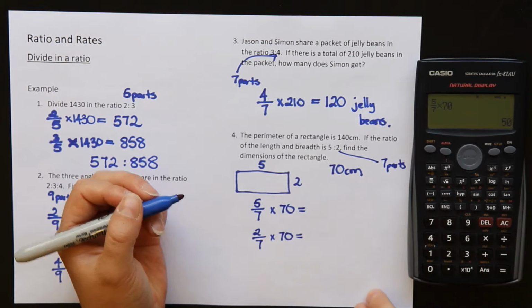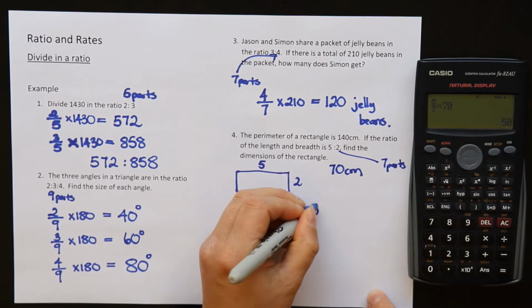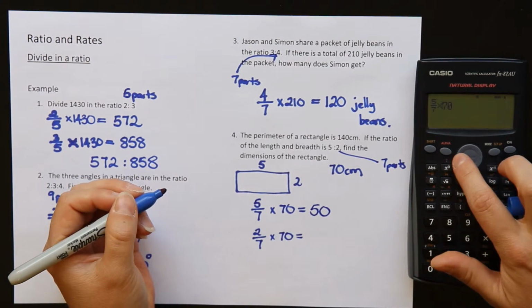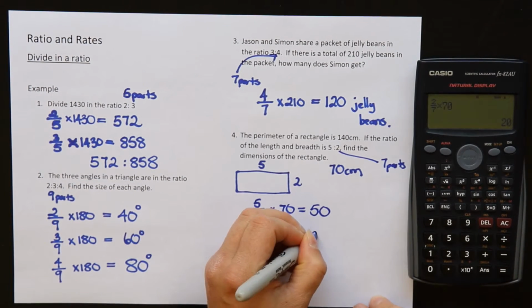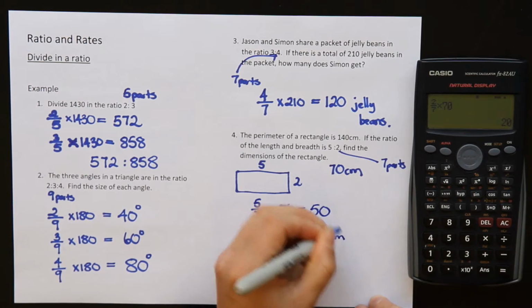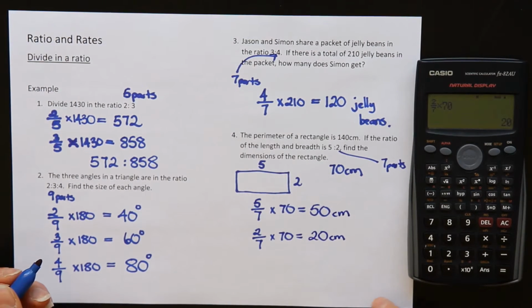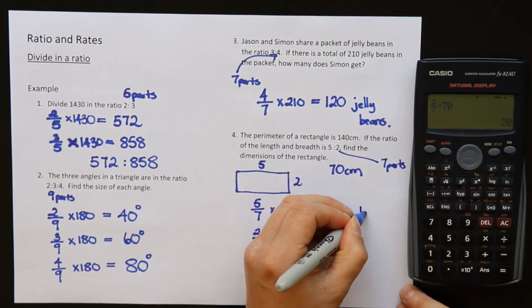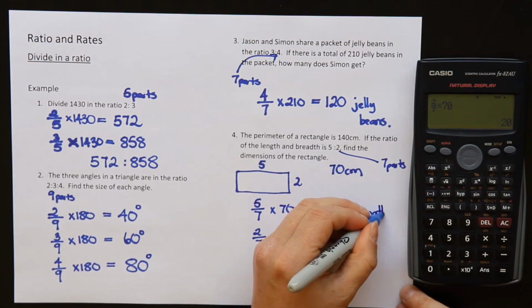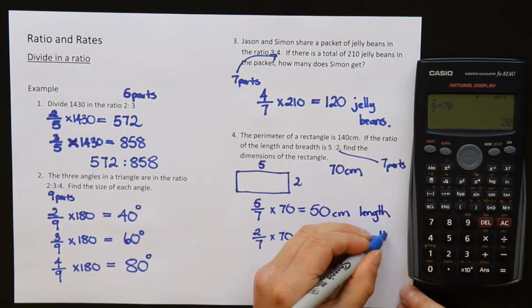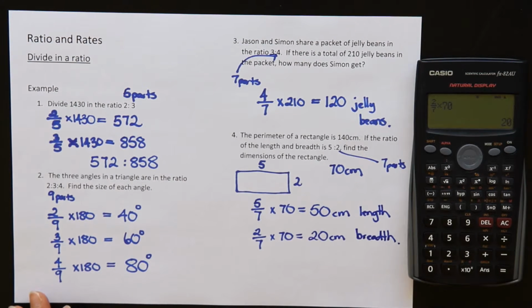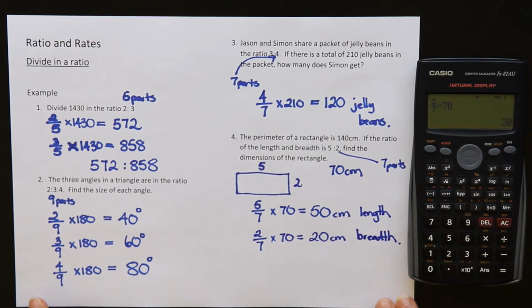Okay, 5 over 7 times 70 is 50. And you guessed it, probably the 2 over 7 times 70 is 20 centimeters. So it's 50 centimeters is the length and 20 centimeters is the breadth. Okay, so that was a little bit tricky there with the wording, but that's how we do that question.